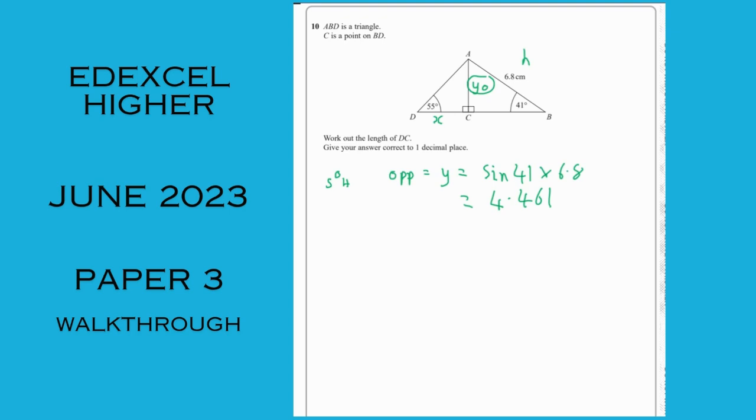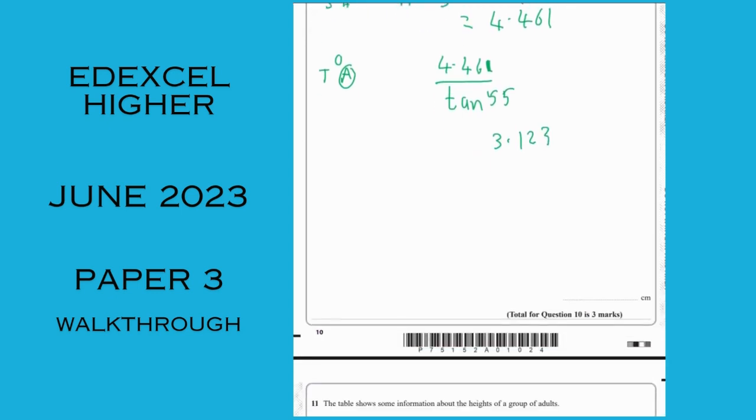So let's focus on the left-hand triangle. Opposite, adjacent wanted, that's SOA. We want A, so we need to do opposite over, in other words, divided by, that's a 1 by the way, divided by T, which means tan of the angle. Well, I've left them in my calculator, so let's just hit divide by tan 55. I'm getting 3.123 and so on. 1 decimal place, 3.1.